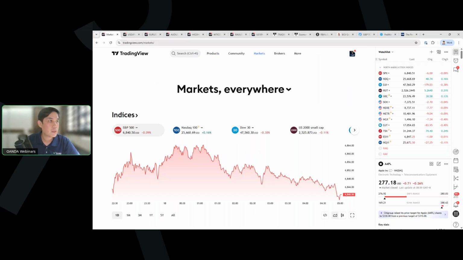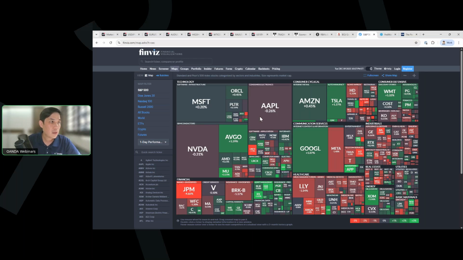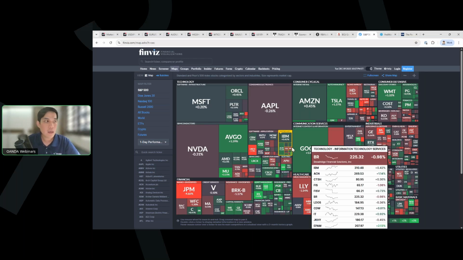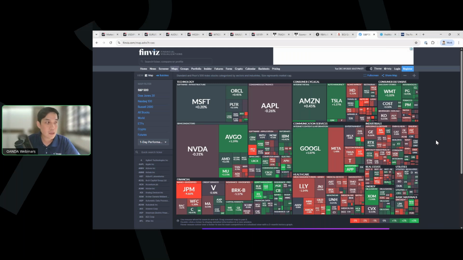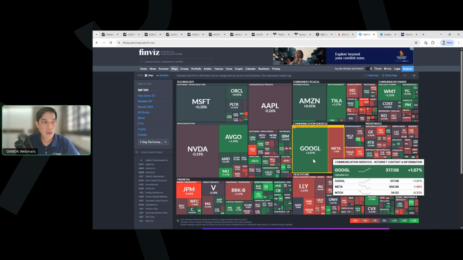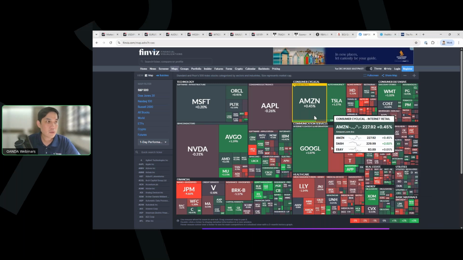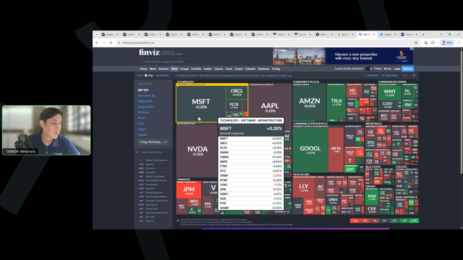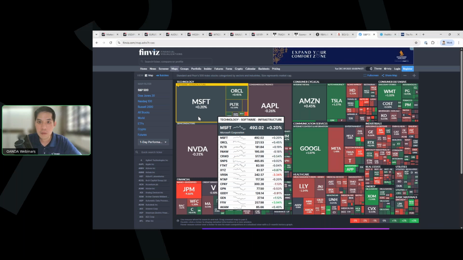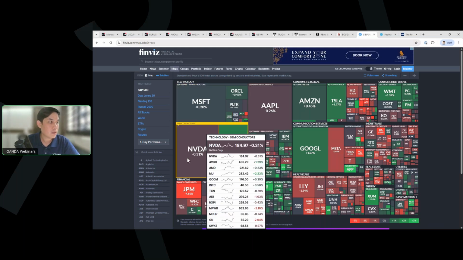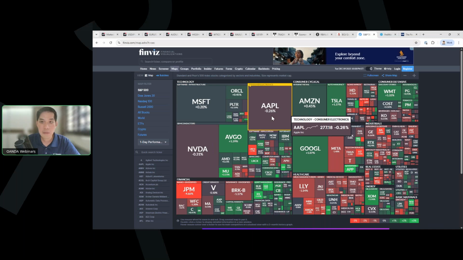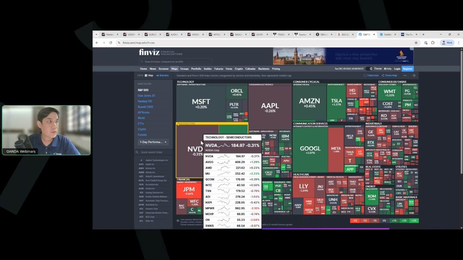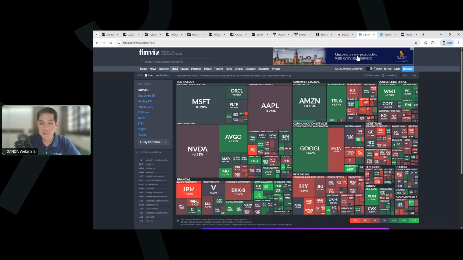If you look at the heat map of the S&P 500, there are pockets of green in the mega cap space yesterday, where Google/Alphabet managed to go up 1%, Amazon 0.45%, Tesla up 1.27%, and Microsoft gained modestly by 0.2%. All right, and Nvidia was down slightly, negative 0.3%, followed by Apple, which is also down by the same magnitude of negative 0.3% overall.